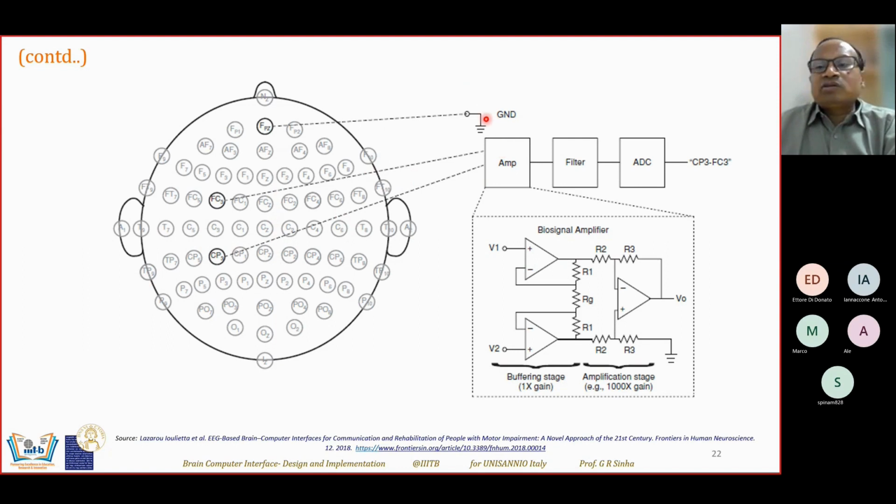There is a ground, goes to filter, ADC. And so finally, what is the output? Look at here, CP3 minus FC3. Why? This is CP3, which is being recorded, and this is FC3. So this difference comes here, and this amplifier, what we are talking about as one block, this is one sample of a hardware, the circuit diagram of the biosignal amplifier.